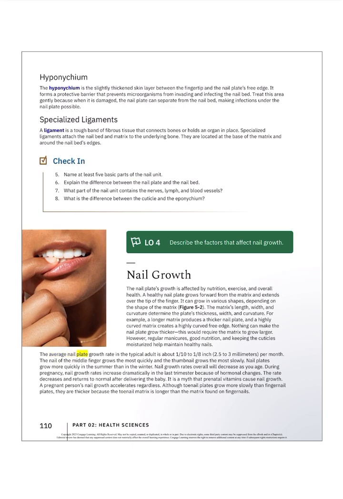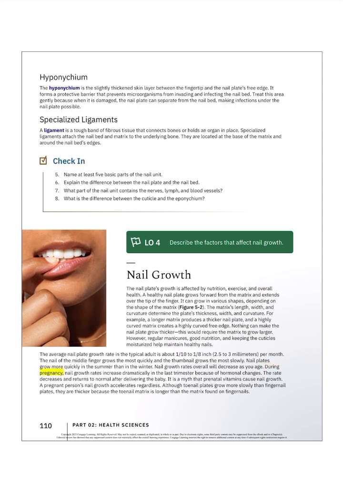The average nail plate growth rate in the typical adult is about 1/10 to 1/8 inch, 2.5 to 3 millimeters per month. The nail of the middle finger grows the most quickly and the thumbnail grows the most slowly. Nail plates grow more quickly in the summer than in the winter. Nail growth rates overall will decrease as you age.